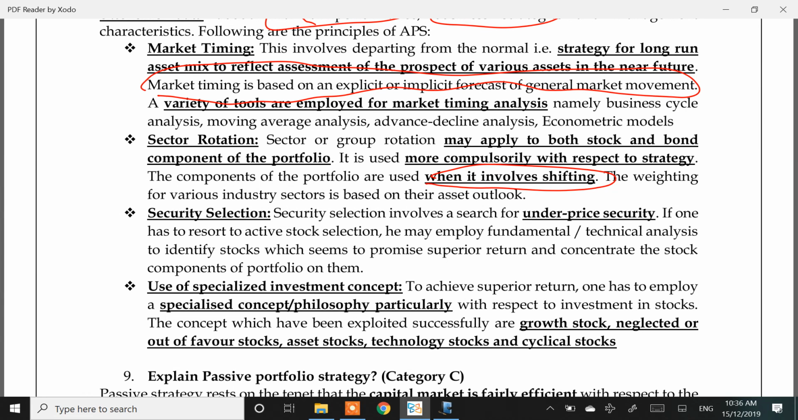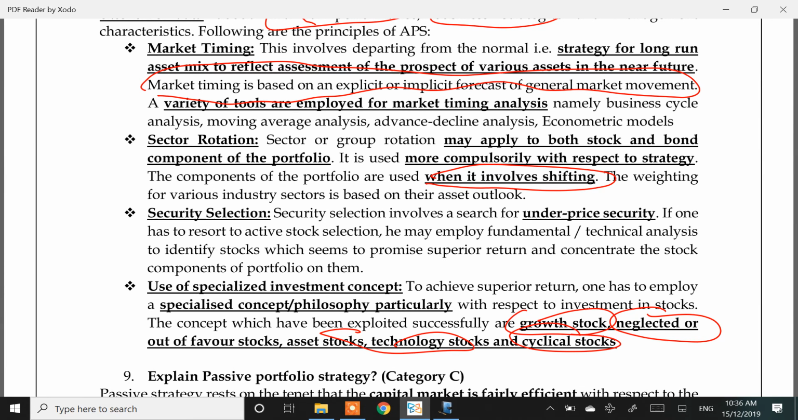Also, this involves something called a specialized investment concept. You need to do a lot of research in order to adopt this. There should be continuous analysis of the information which is there, and you will have to try to find growth stock, neglected stock, technology stock, cyclical stock, and by this way you will be able to follow an active portfolio strategy.